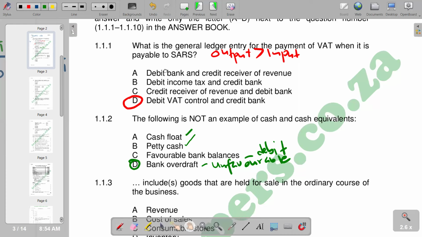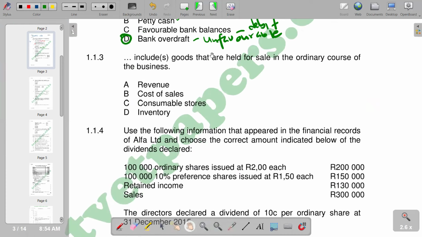Then moving down, we have 1.1.3. Dash includes goods that are held for sale in the ordinary course of business. The goods that are held for sale is inventory. Whenever we buy goods with the intention of reselling them, I would call it inventory or stock. They mean the same thing. Alternatively, we can call our inventory stock. So that makes D the correct response.